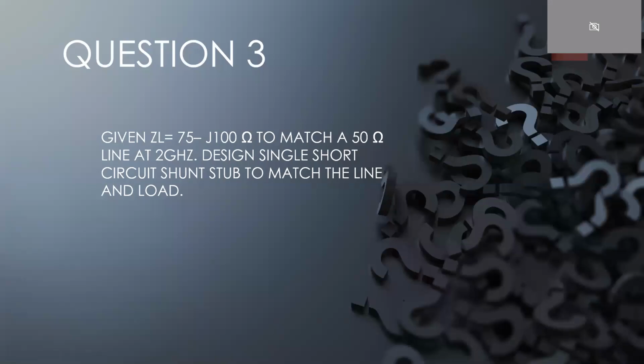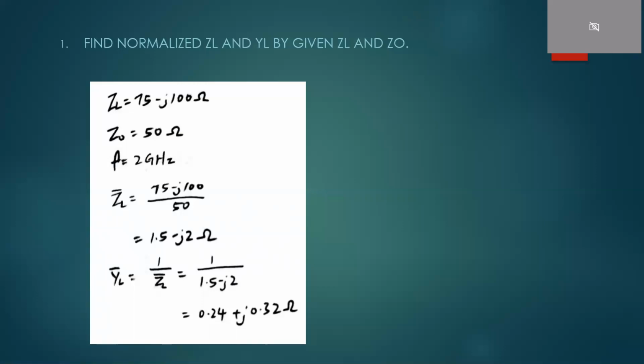So now I will discuss with you the assignment question number 3. Given ZL equal to 75 minus j100, and a 50 ohm line at 2 gigahertz, what we want to do is to design a single short circuit shunt stub to match the line and load impedance. The first step is to find the normalized ZL and YL from the given ZL and Z0.